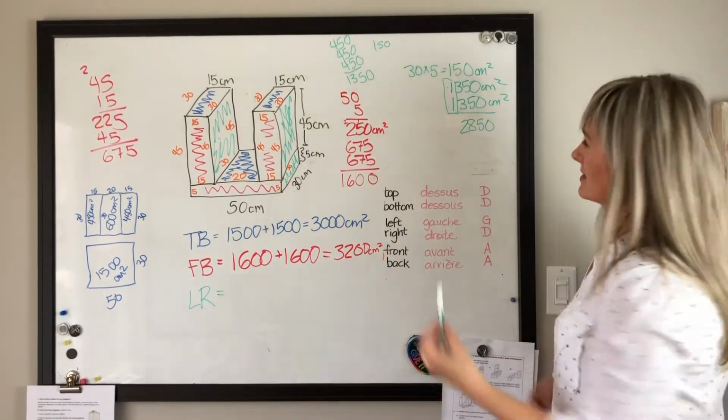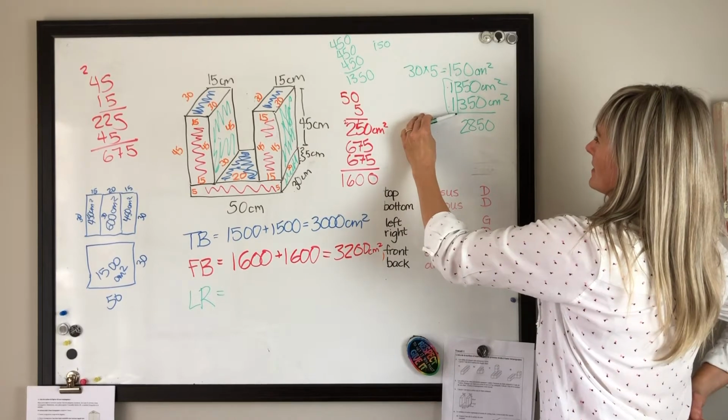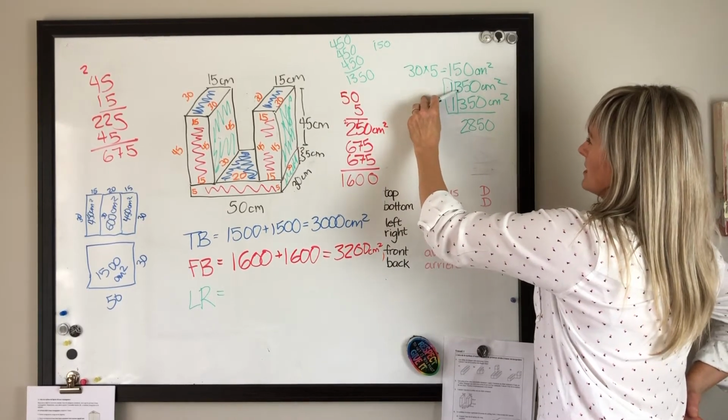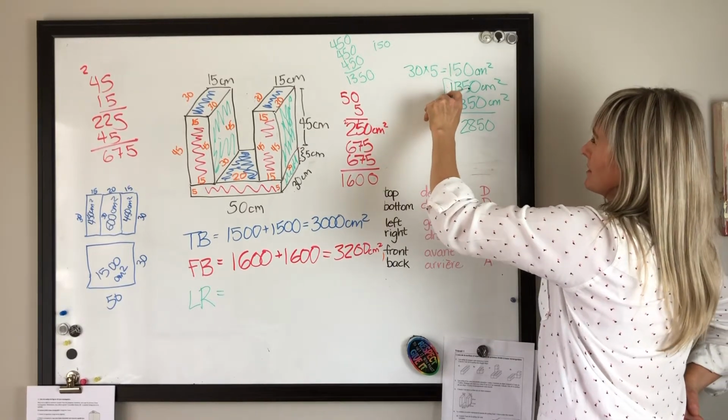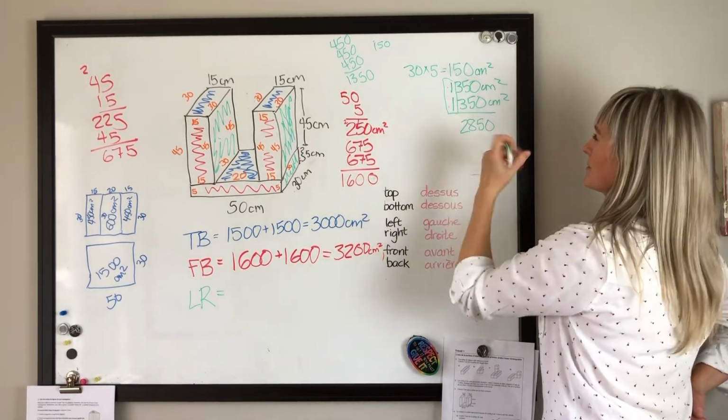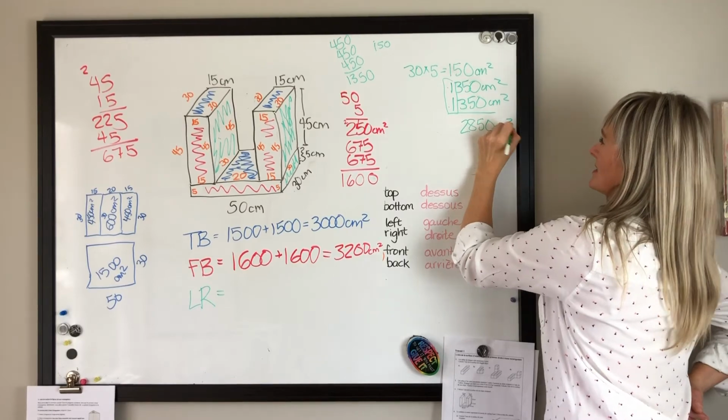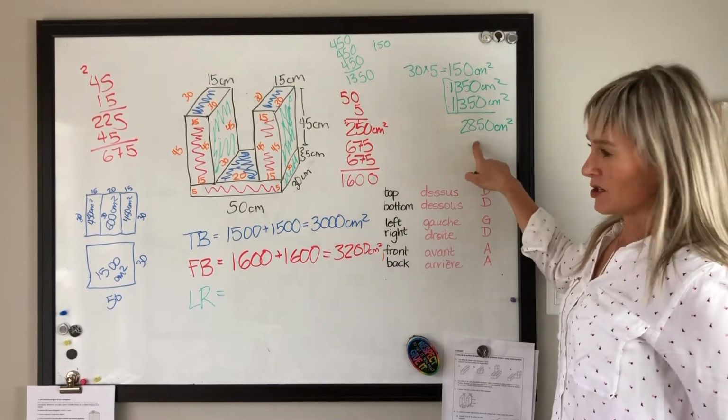Let's see if that makes sense. 2,000 plus 100 plus 300 plus 300 would be 2,700. But then we have another one here, which would be 800. And we have 50 left. Yep, 2,850 makes sense. What does that measure?